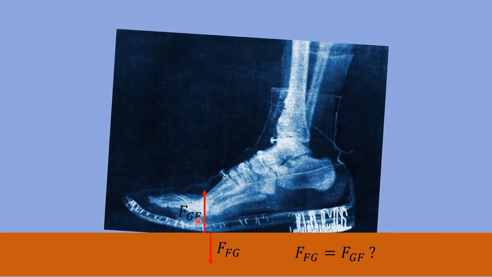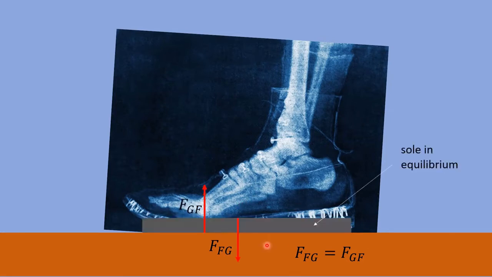Let's look at the sole of the shoe, which lies between the foot and the ground. And I'll just represent that with this simple rectangle here. So this is the bottom of the shoe. And if this person is standing there, then the sole of their shoe is in equilibrium, meaning it's not accelerating, meaning that the net force on it must be zero. And let's not worry about the weight of that sole because it can't be very heavy.